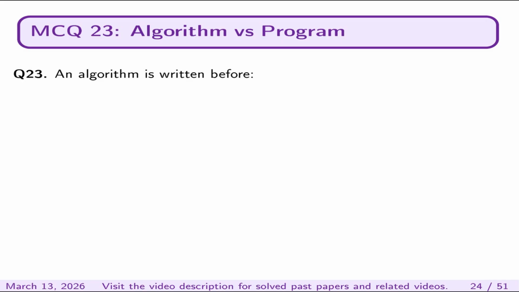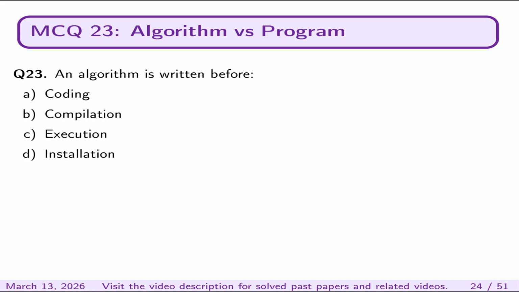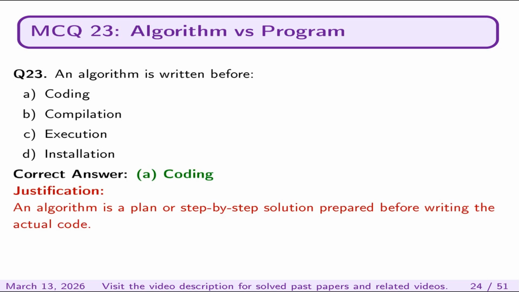Question number 23. An algorithm is written before coding, compilation, executing, installation. The correct option is coding. An algorithm is a plan or step-by-step solution prepared before writing the actual code.